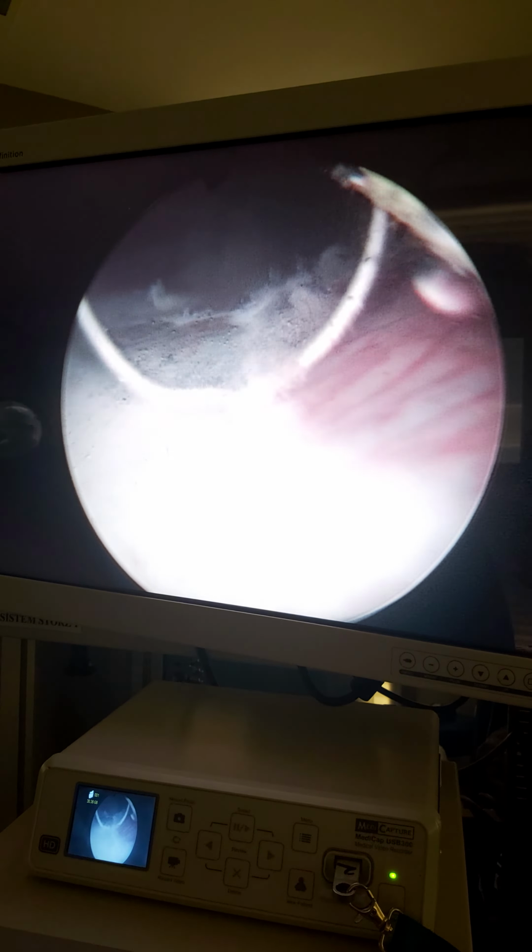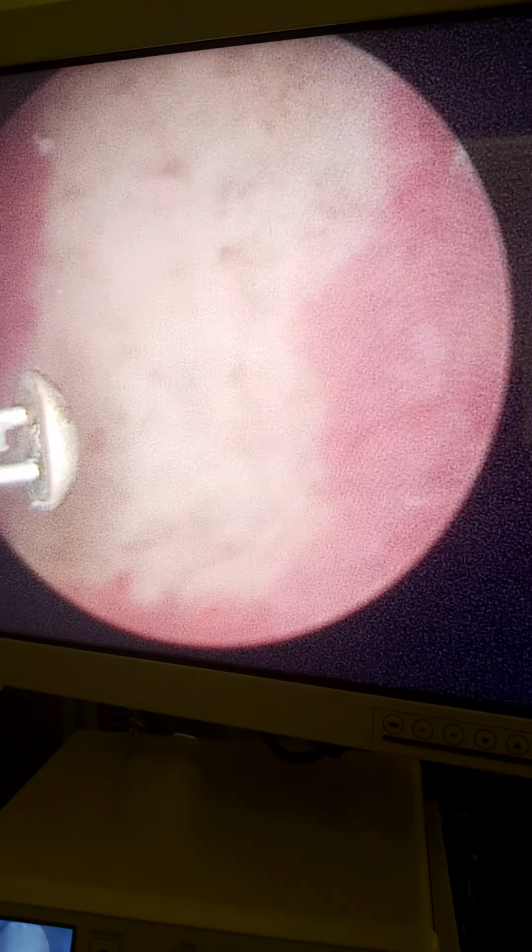Okay, now we finished the fulguration. We saved the ureteric orifices, and we fulgurated the unhealthy tissue in the trigone. And her bladder has some little bleedings when they are stretched. And the opposite wall here, the unhealthy tissue, we fulgurated this area. Okay, I think this is enough.